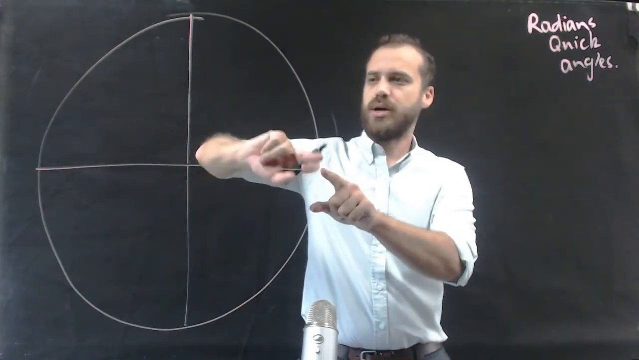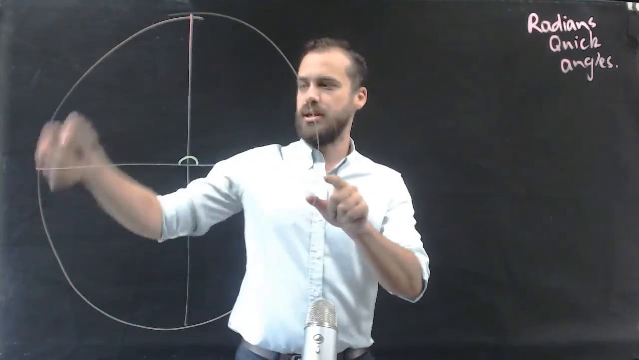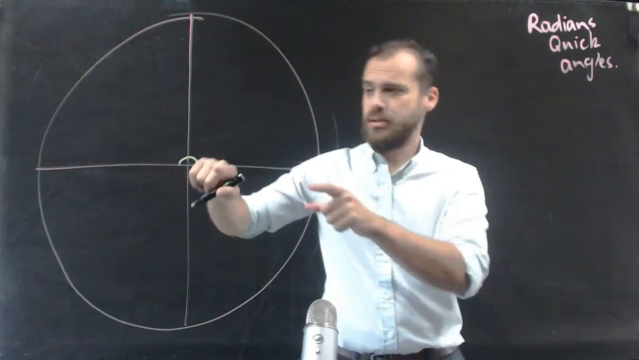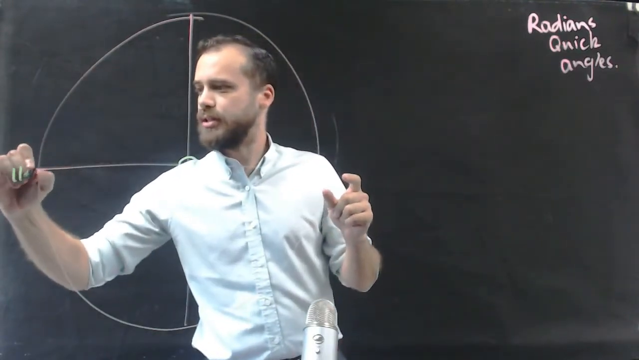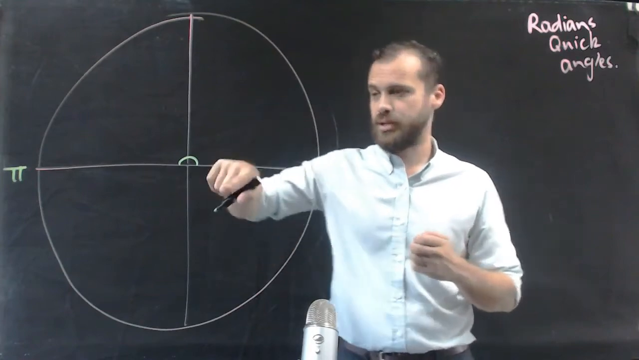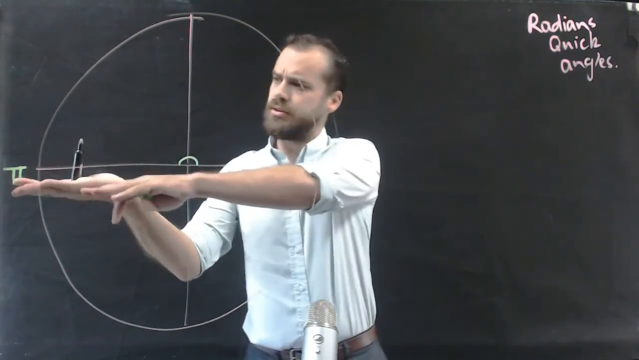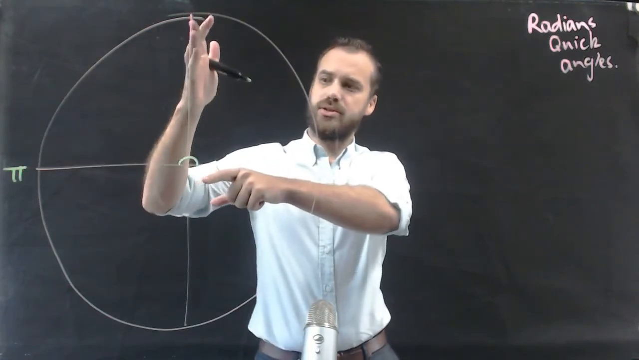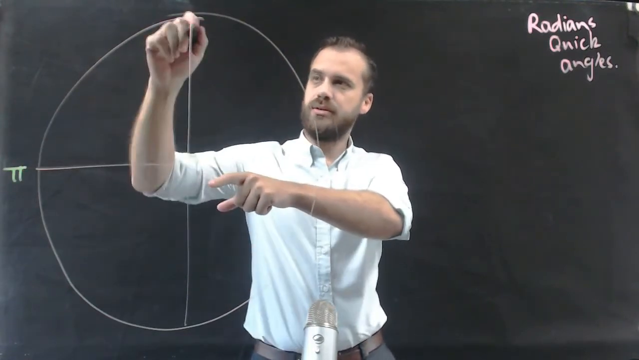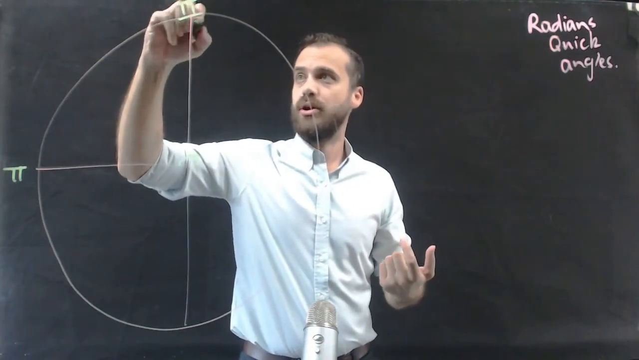First I'm going to go to 180 degrees, but I'm going to write it here so we don't get confused, because I'm going to do heaps. 180 degrees, that's pi radians. That's the definition: 180 degrees is equal to pi radians. Now, if I move up here to the top, 90 degrees, that's going to be half of that, and that's pi on 2.